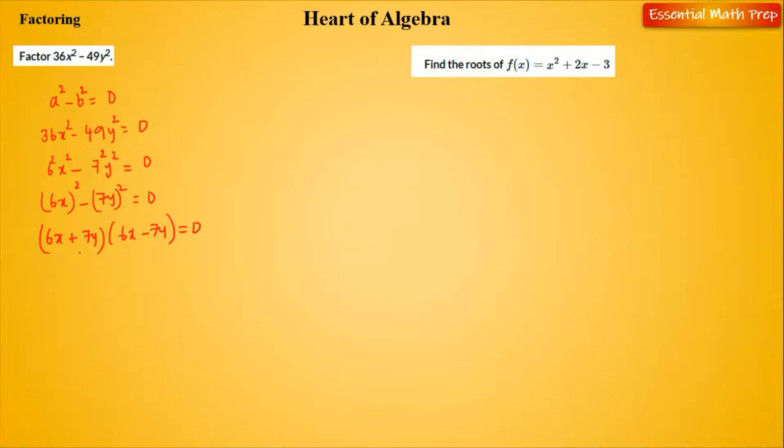Now you can stop the problem right here if they're only asking you for this. If they're asking for a physical value, then that would be 6x equals -7y, x equals -7y by 6. Similarly, 6x equals plus 7y, x equals 7y over 6, right? That's how you solve it. You can have two answers for this problem. The problem could stop here, or here, or here, depending on how they phrase the question.